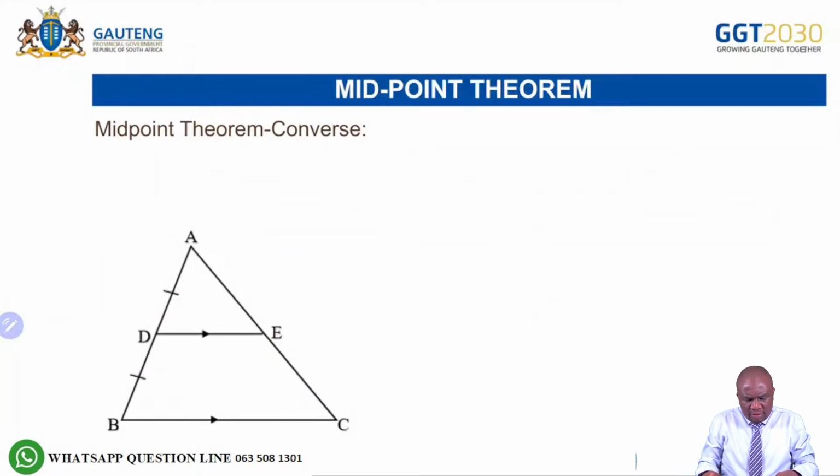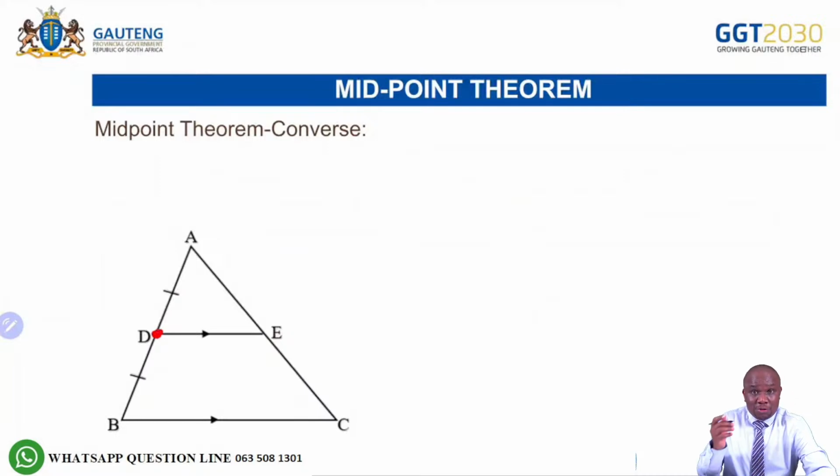Right, now look at this triangle, ABC. Right? What can you say about AD and BD? They are equal, isn't it? They are equal, meaning that D is the midpoint of AB. I want you to understand this so you can differentiate between the midpoint theorem and its converse.